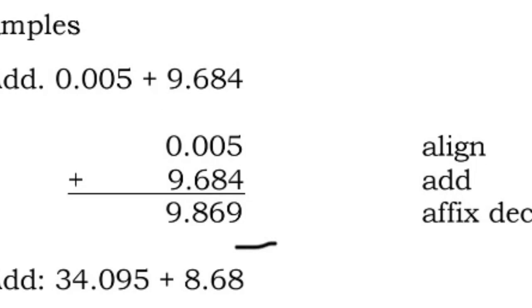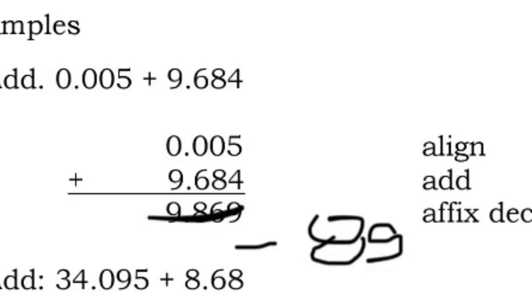Then 0 plus 8 is 8. So this is wrong here. So this should be 9. Then 0 plus 8 is 8. Then 0 plus 6 is 6. Then the decimal point. 0 plus 9 is 9. So the answer should be 9.689, not 9.869.